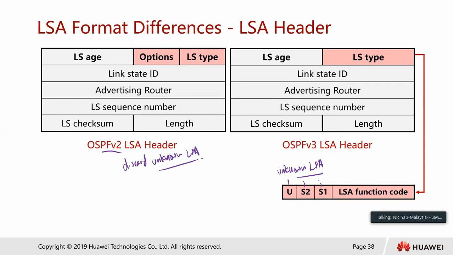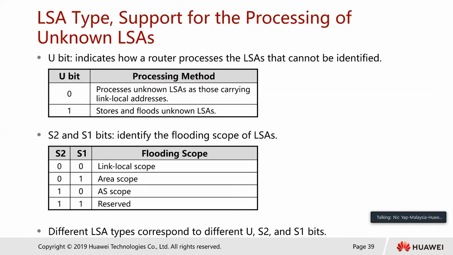The S2 and S1 bits mention the scope that you are flooding within your LSA, where you flood this information throughout. So how are you going to specify this? They have 1 bit for the U bit, and 2 bits for S2 and S1. On the next page, they will show you the information. This is the U bit. It indicates how a router processes an LSA that cannot be identified, which means the unknown LSA, not the well-known LSA that we are talking about, which it does not support.